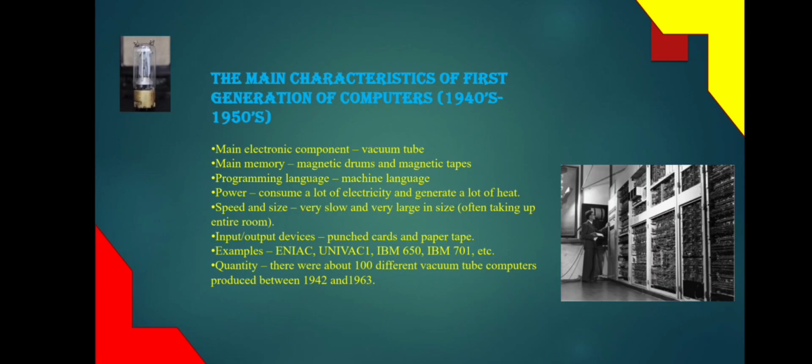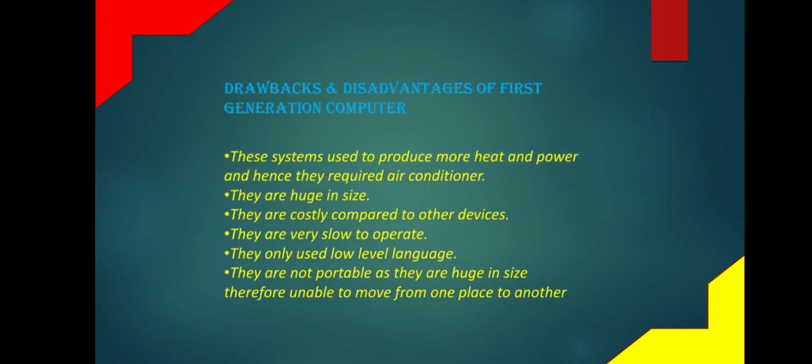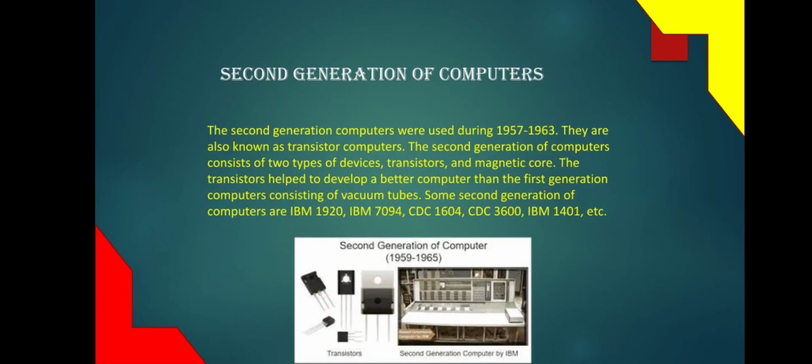Moving on to the drawbacks and disadvantages of the first generation computers. The main disadvantage here being its size, they were huge, they required a lot of electricity, and they produced a lot of heat. The other drawbacks being they were very slow, they were costly, and they only used low level language. Now let's talk about the second generation of computers.